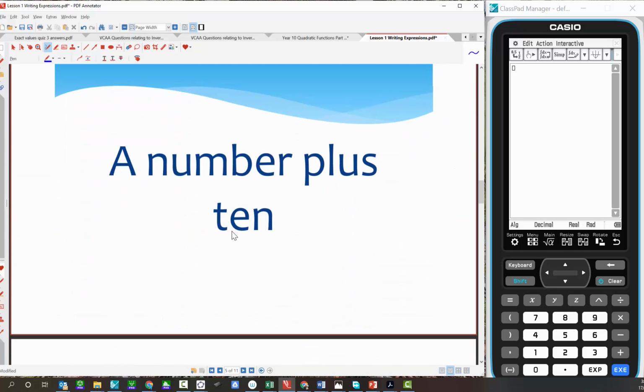So what we're going to do now, girls, is simply write some expressions. We've got a number plus 10. Now you might be thinking, what's the number? Until you tell me what the number is, I can't add 10 to the number. But actually, let's say that x equals the number. Now we can write an expression for this. A number plus 10 is simply x plus 10.